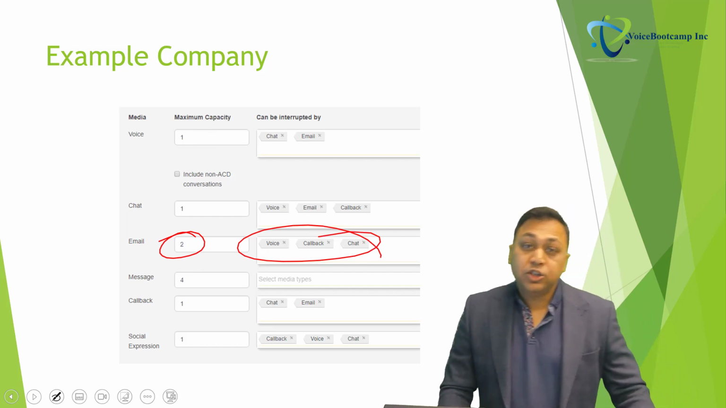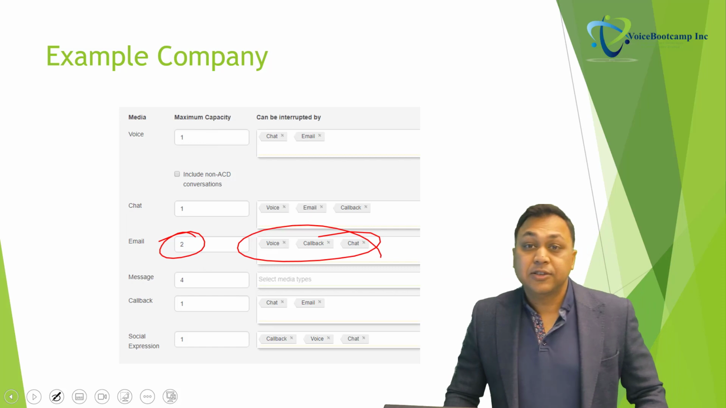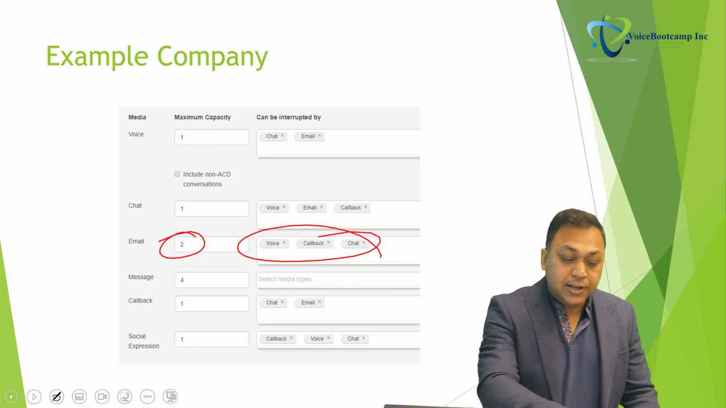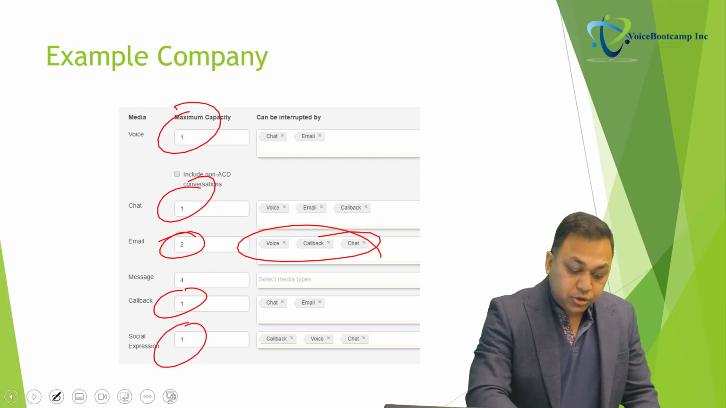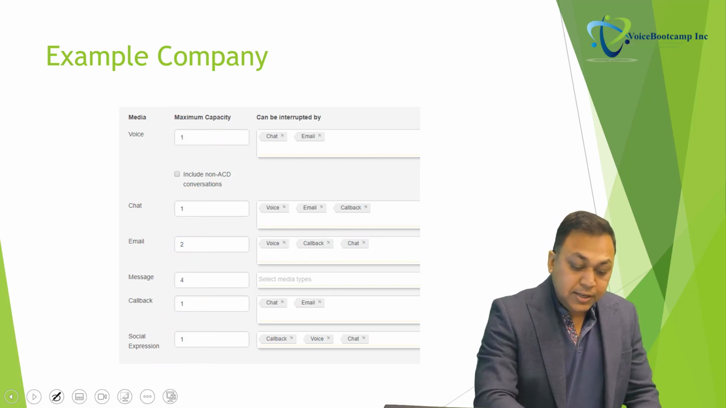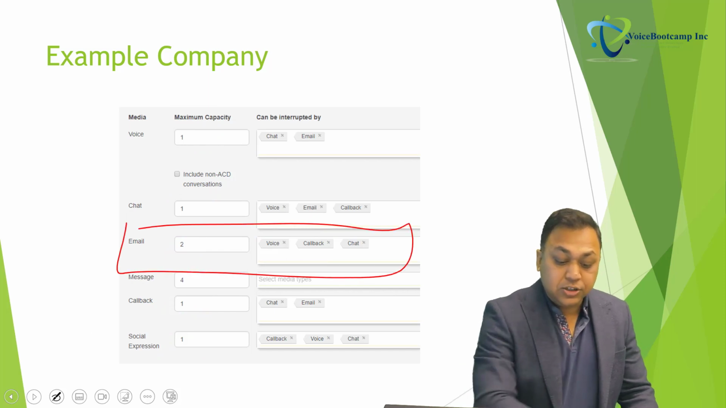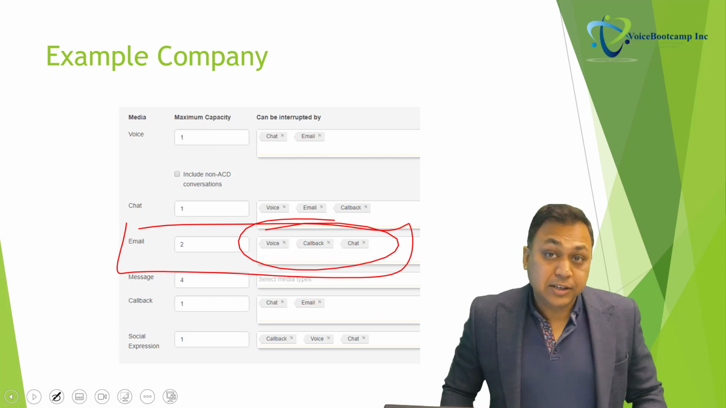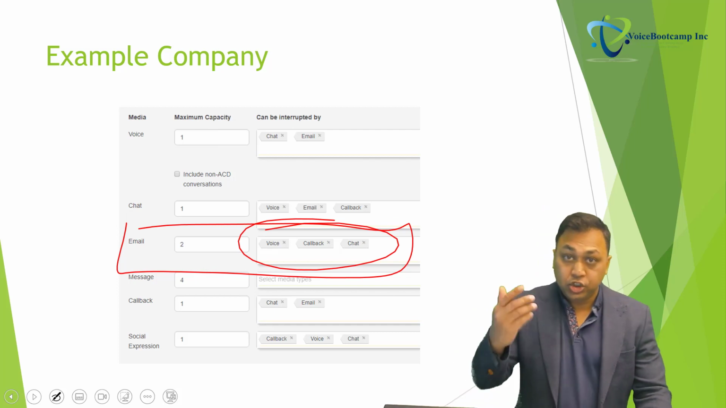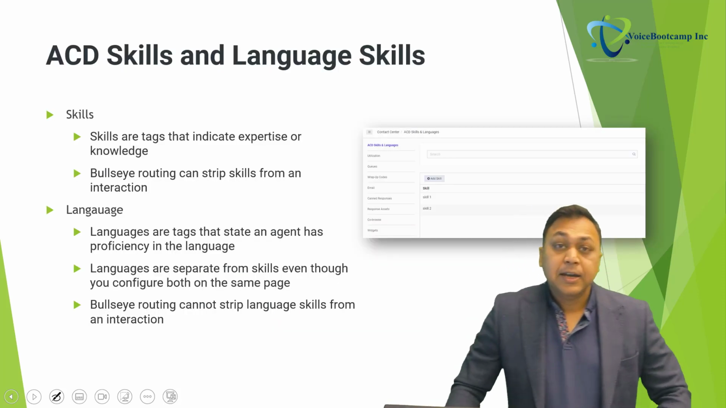Okay, so to make sure the agent receives the correct mix of interactions, you want to set up one voice call, one chat, one callback, one social media expression. But when it comes to email, which is not interactive, you want to make sure that it is being interrupted by the most important channel for your organization.